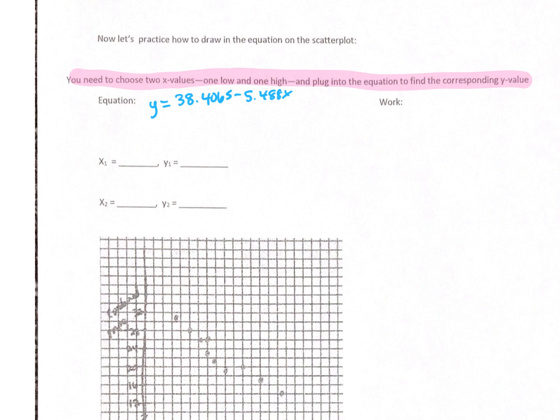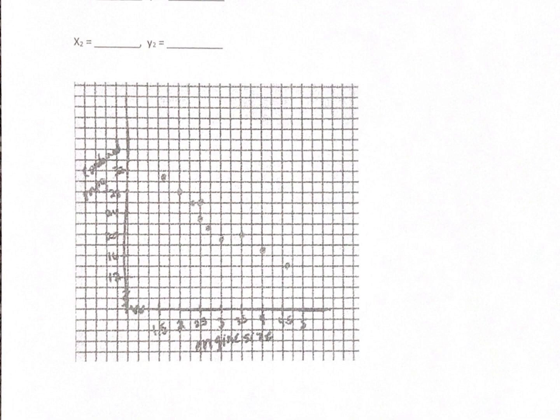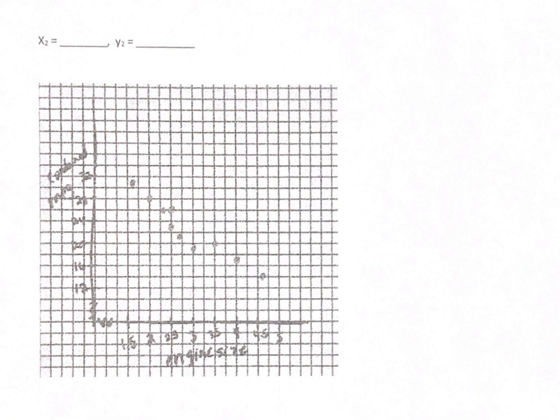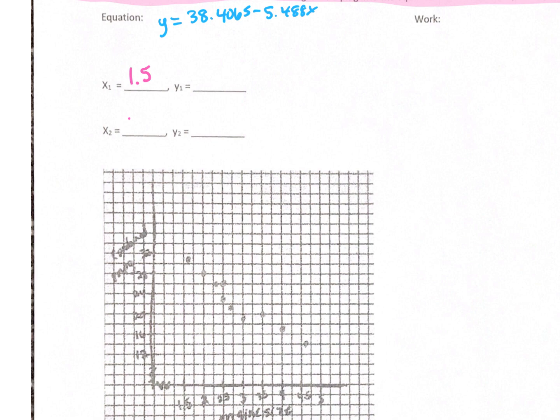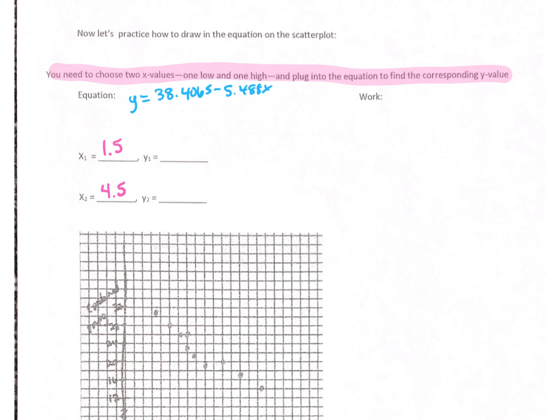So for this particular set of data, we would need to choose an x value that's low, probably at about 1.5. So let's plug in x equals 1.5. Let's choose an x value that's on the higher end. How about 4.5? So that's about right here and right here on our graph. We've got to show the work for plugging that value of x into this equation. So that means we're doing 38.4065 minus 5.488 times 1.5. I need to know that answer, and then the second one also.